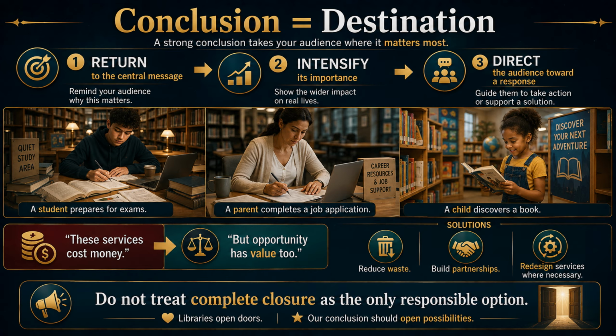In a persuasive speech, it should often give the audience a clear direction. Return to the library example. Do not simply repeat that libraries are important. Bring the human consequences back. Ask the audience to see the student preparing for an examination, the parent completing a job application, the child discovering a book that may open an entirely new world.